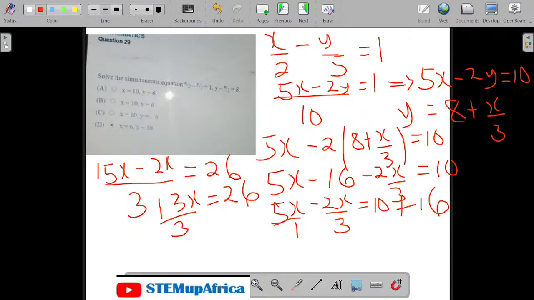So I can cancel 13 here is 1, 13 here is 2. So my x will be what? 3 times 2, which is 6. So x is 6. So if x is 6, how do we find y?